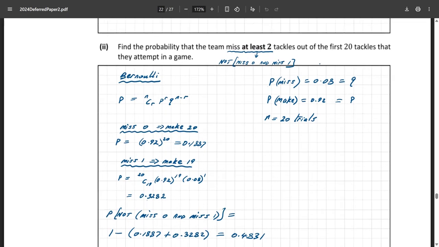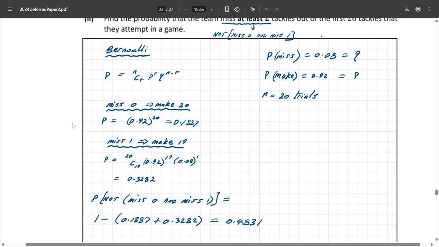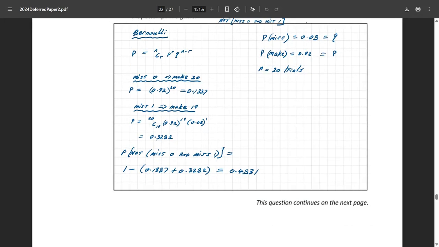Now, in terms of the logic of the whole thing, what we're looking for is missing at least 2 tackles. That's the same as not missing 0 or 1 tackle. What is not in probability? Well, it's 1 minus. And you're going to add these two together. So there's the two situations. You're going to take that one and that one, add the two probabilities, and it's 1 minus that for not. And you end up with the answer 0.4831. That's the probability of the outcome you're looking for.